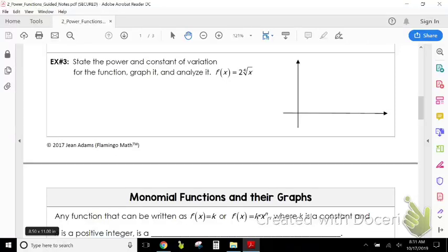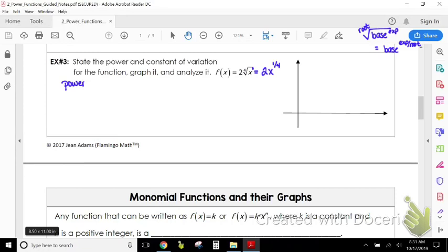Example 3 says state the power and the constant of variation for the function, graph it, and analyze it. So we have f of x equals 2 on the 4th root of x. So let's see, state the power. What's the power here? 4. Well, how can I rewrite that 4th root? 1 over... Yeah, 1 over 4, right?